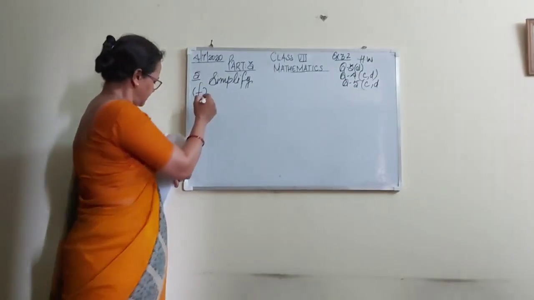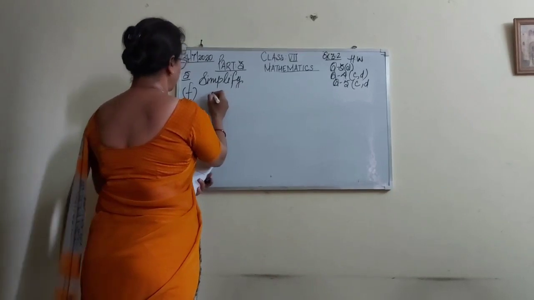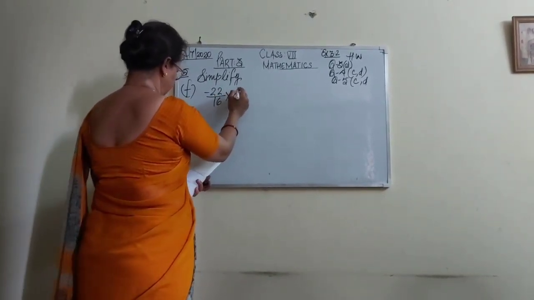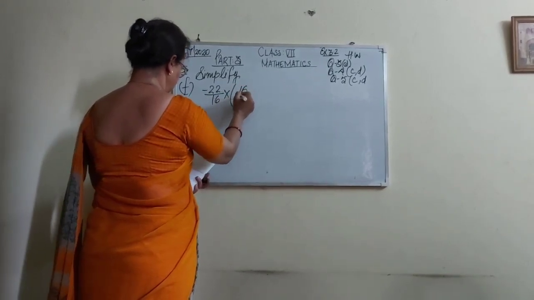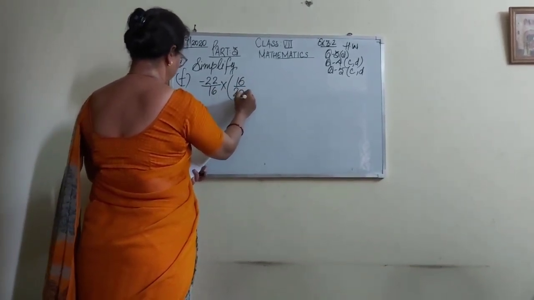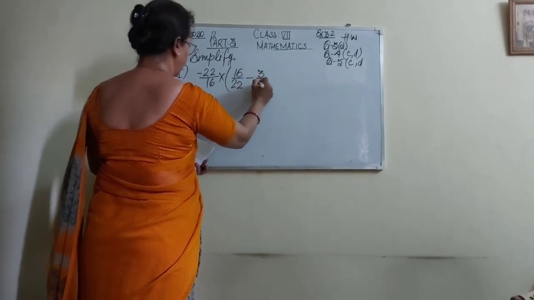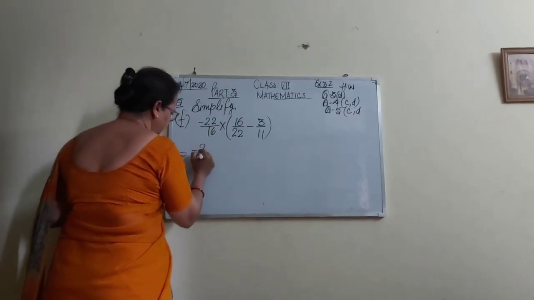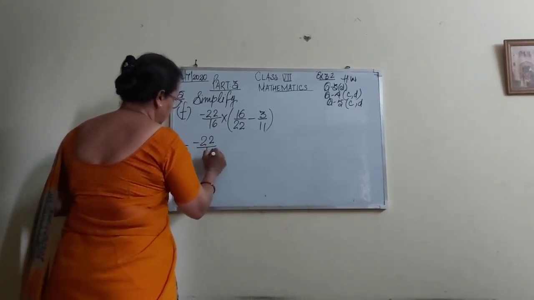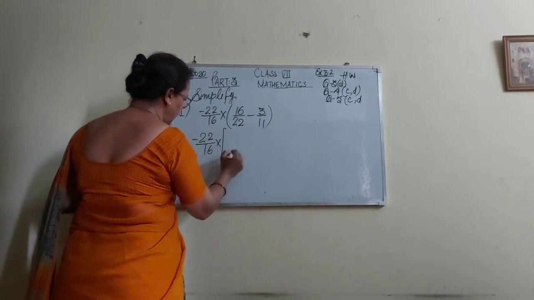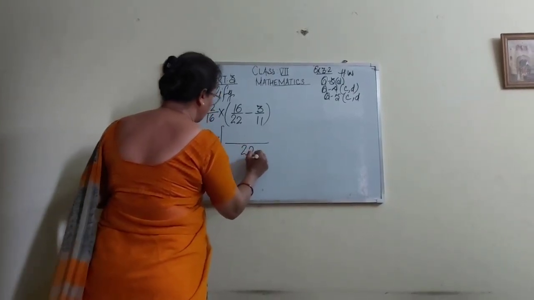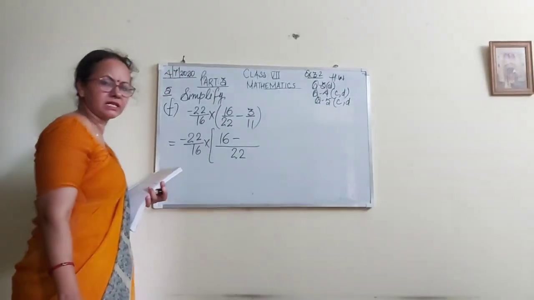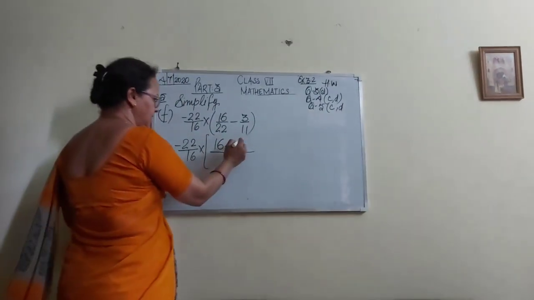F part is minus 22 by 16 multiply 16 by 22 minus 3 by 11. First of all, what will we be doing? We will solve inside the bracket. Minus 22 by 16. This is subtraction, so we will take out the LCM, that is 22. 16 minus 22 will be divided by 11, that is 2. 2 multiplied by 3 is 6.